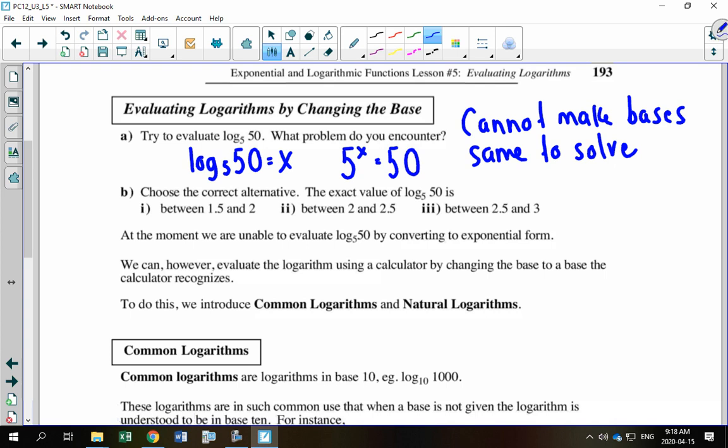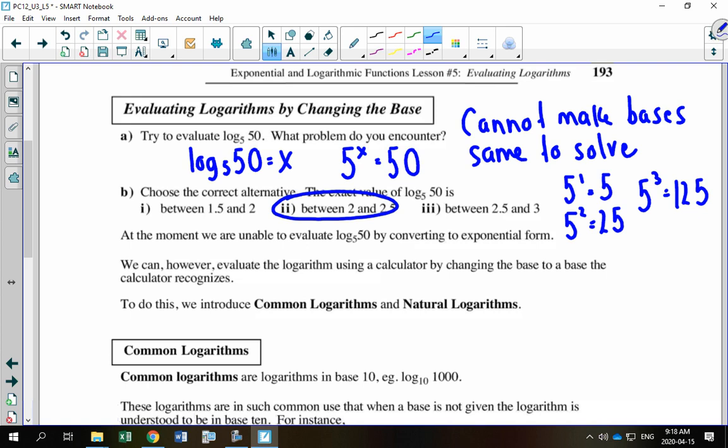Okay, so choose the correct alternative. So if I was to guess and check, and if I was to go 5 to the power of 1, well, that's only 5. If I went 5 to the power of 2 is 25, and if we go 5 to the power of 3, it's 125. So what that means is that exponent for x has to be somewhere in between 2 and 3 for sure. And specifically, it's going to be somewhere between 2 and 2.5. So at the moment, we're not able to evaluate log 5 of 50 by converting it to exponential form.